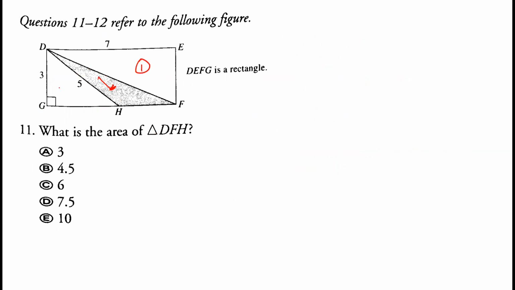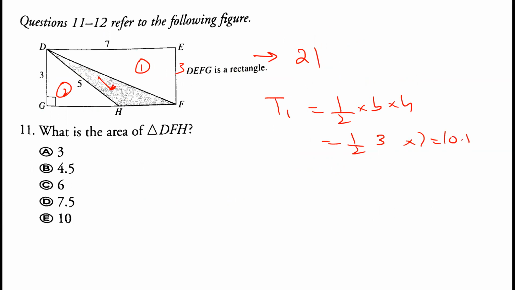So let's suppose this is your triangle 1 and this is your triangle 2. What is the area of the total triangle? So this would be 21. Now, what will be the area of triangle 1? Triangle 1 would be half into base into height. So half into 3 into 7, it's 10.5. And again, it's half of the rectangle.